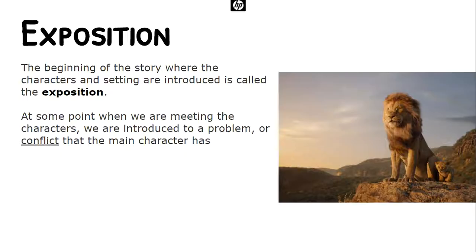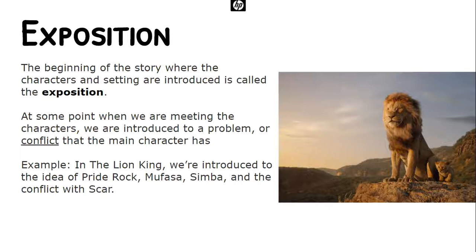So when we do get to rising action leading to our climax, we have some sort of idea of the issues between the characters. For this video, we're going to be using The Lion King as an example. The exposition of The Lion King is we're introduced to the idea of Pride Rock, Mufasa, Simba, the main characters, and the conflict these characters have with Scar.